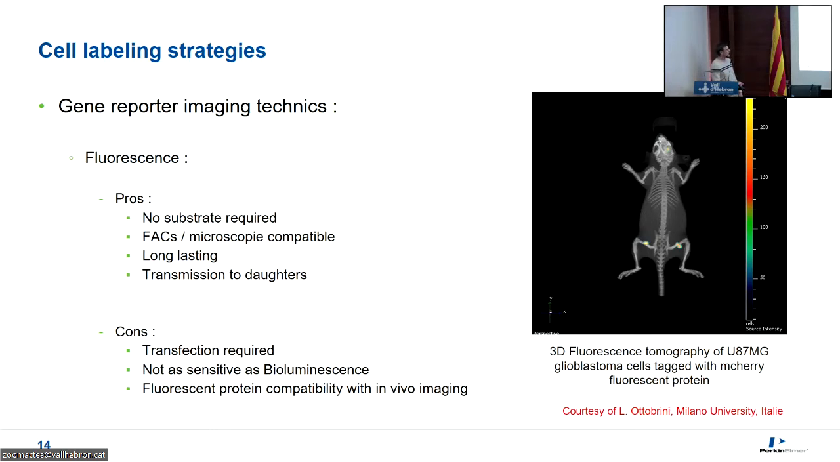It's also long-lasting, same as bioluminescence. And you can also see this transmission from the mother to the daughters. For the concerns, it's more about the transfection which is required, so same problem as bioluminescence. Another main concern is that it's not as sensitive as bioluminescence. So I have seen lots of research teams that were working on bioluminescence and then moved to fluorescence, and they don't achieve the same sensitivity and they are a bit disappointed.